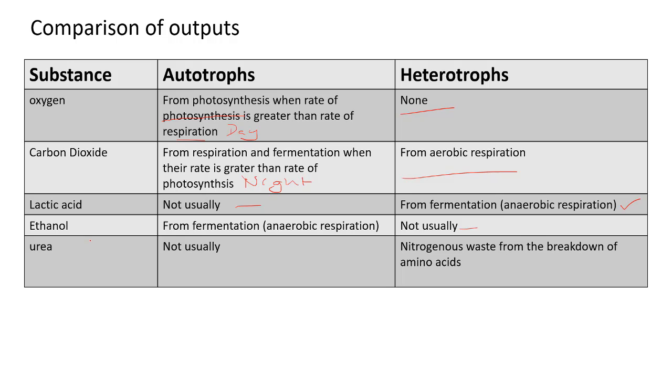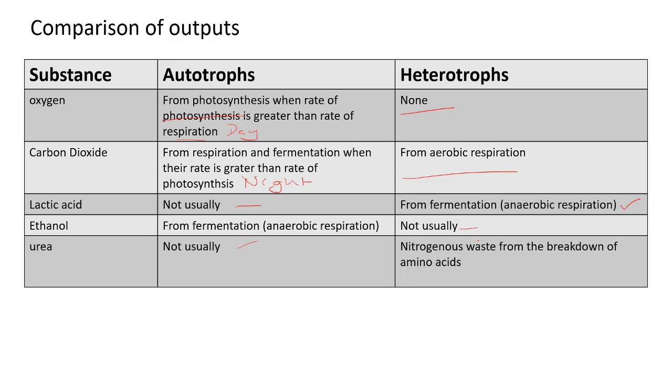Just to clarify, there's a little problem here. I've just noticed that it says that heterotrophs don't usually produce ethanol, but actually, if you think about it, yeast are actually heterotrophs, and they do produce ethanol. So it's not true for animals. Animals don't, but definitely for fungi, which are heterotrophs.